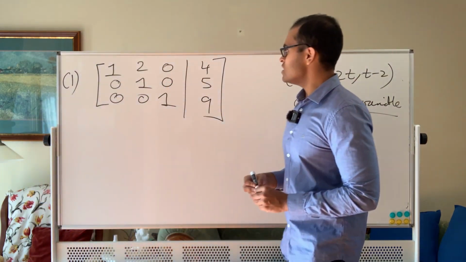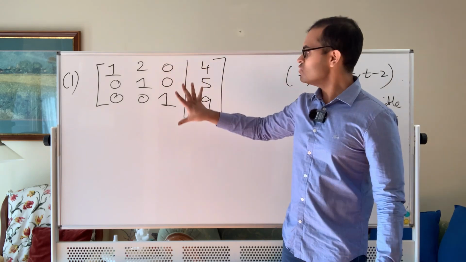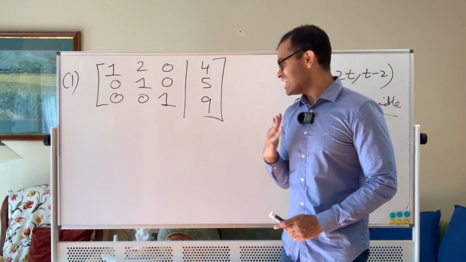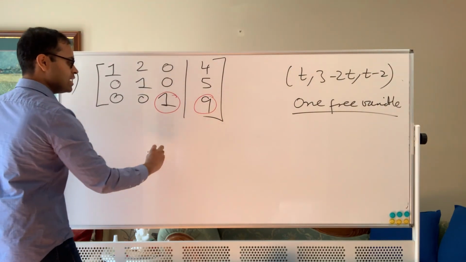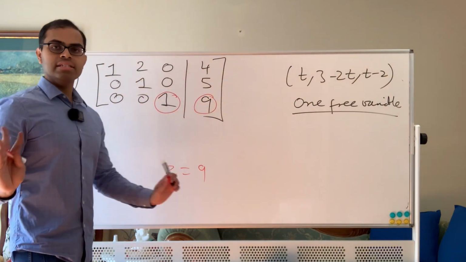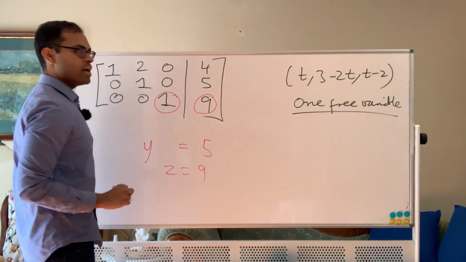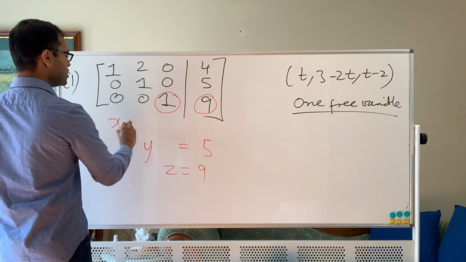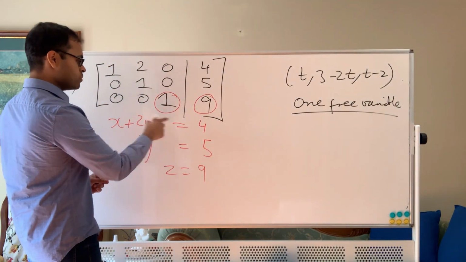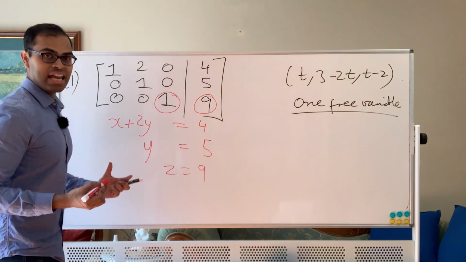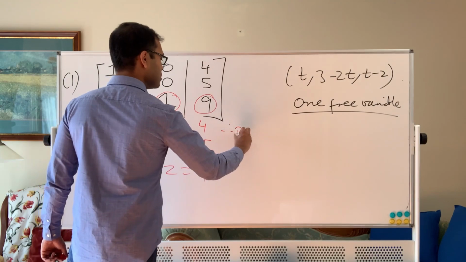Okay, so now when you have this system, how are we going to solve this system, right? So we always work from bottom to top once we've put it in this simple form where you have these leading ones. What's happening is that this equation is telling you that z is equal to 9. So we know what z is immediately. Then the second equation is telling you that y is equal to 5. And the third equation is telling you that x plus 2y is equal to 4. So now because you know y is 5, x plus 2y is 4, that means x plus 10 is 4. That means x is 4 minus 10, which is negative 6. Okay, so therefore x is equal to negative 6.